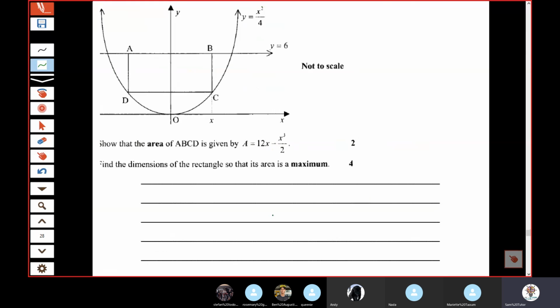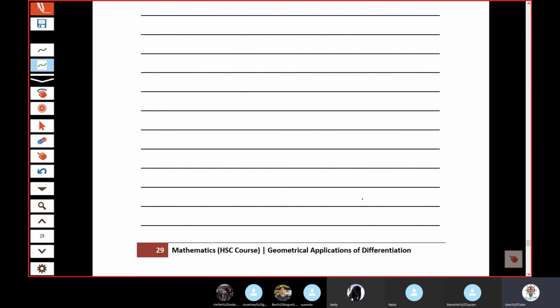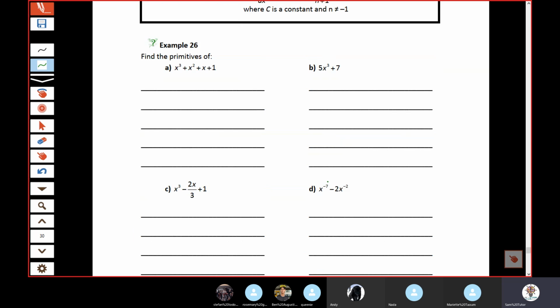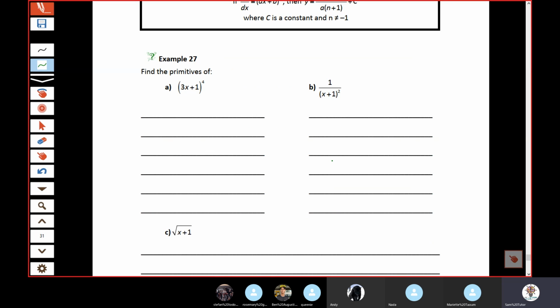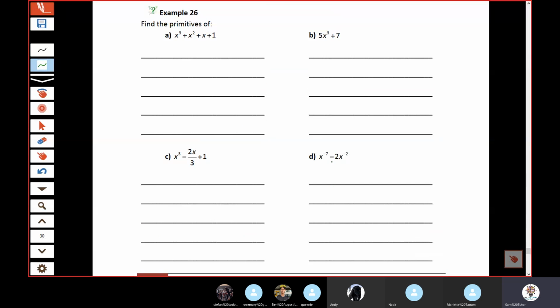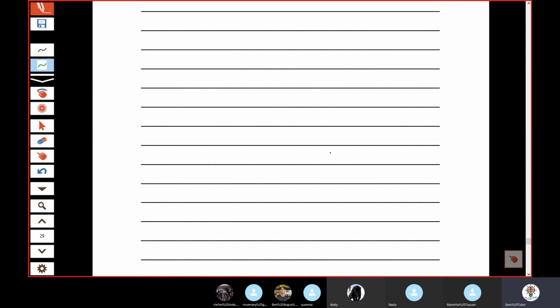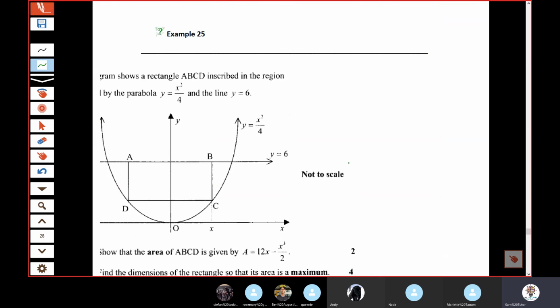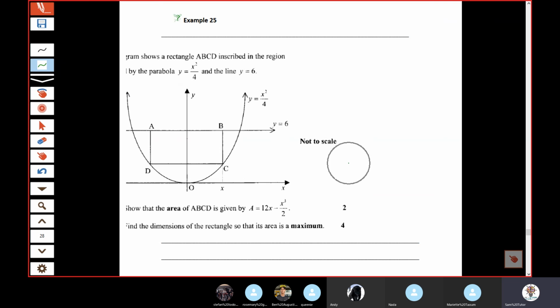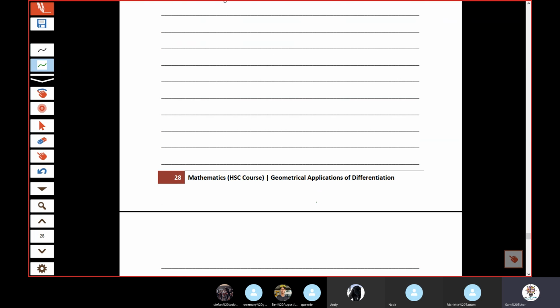Any questions from the top ones anyways, before we think? That's it, right? Primitives just means integrate. There's nothing there for us to learn right now. Just this question here. Example 25. The diagram shows a rectangle ABCD inscribed in the region by the parabola y equals x squared on 4. I think it's page 28.